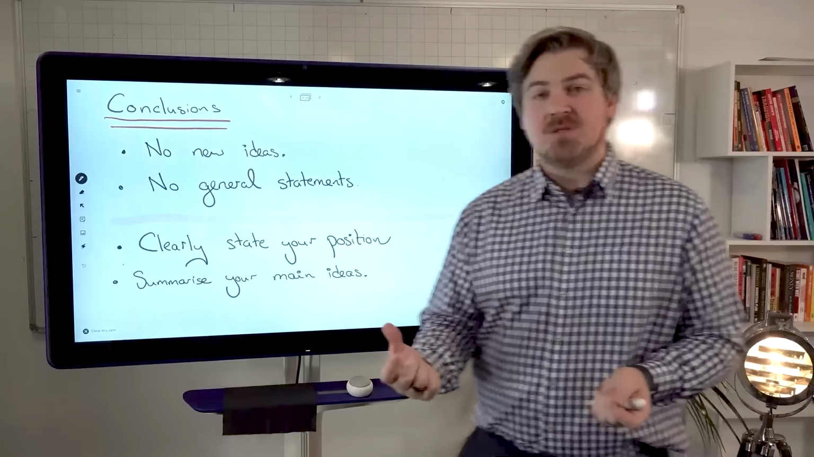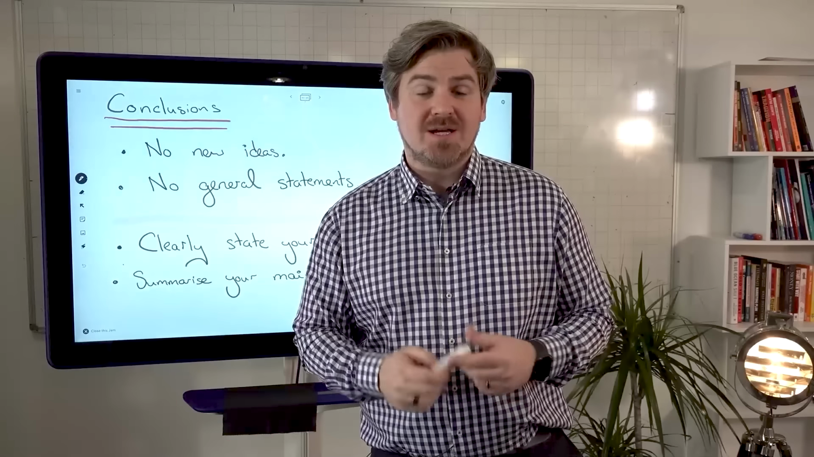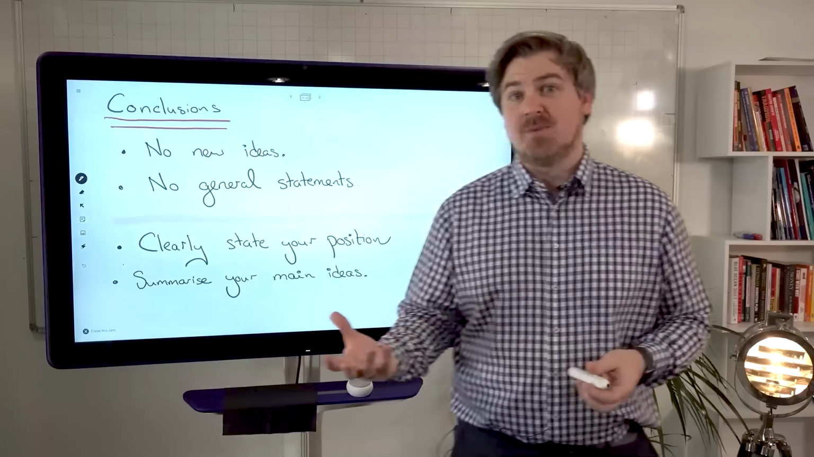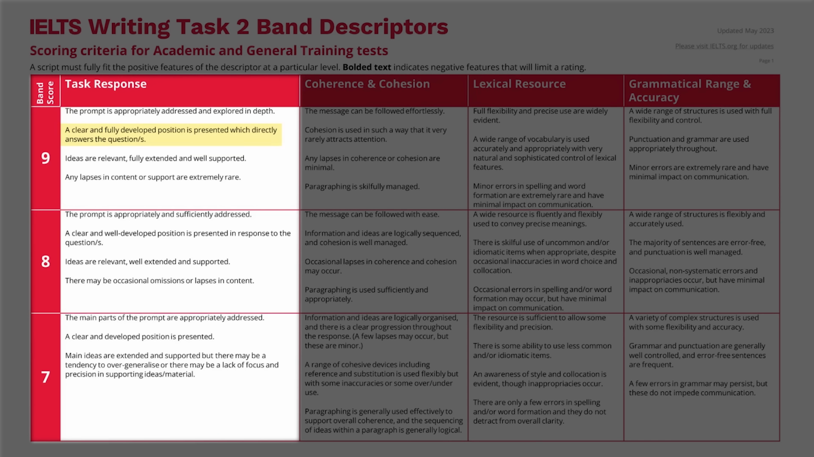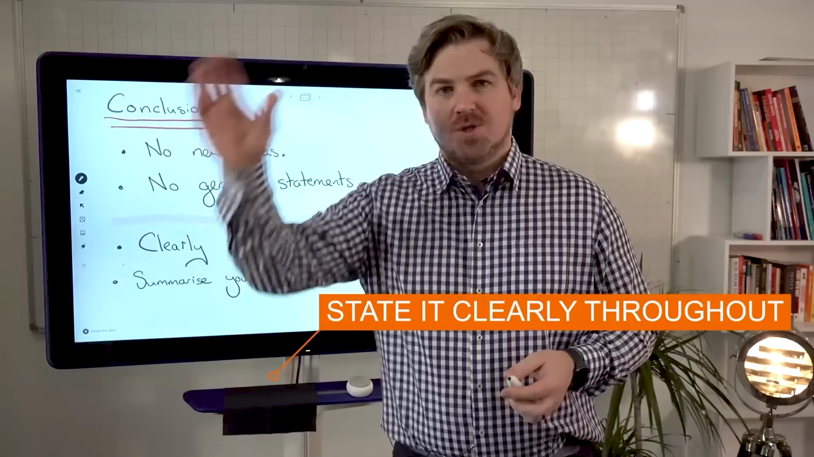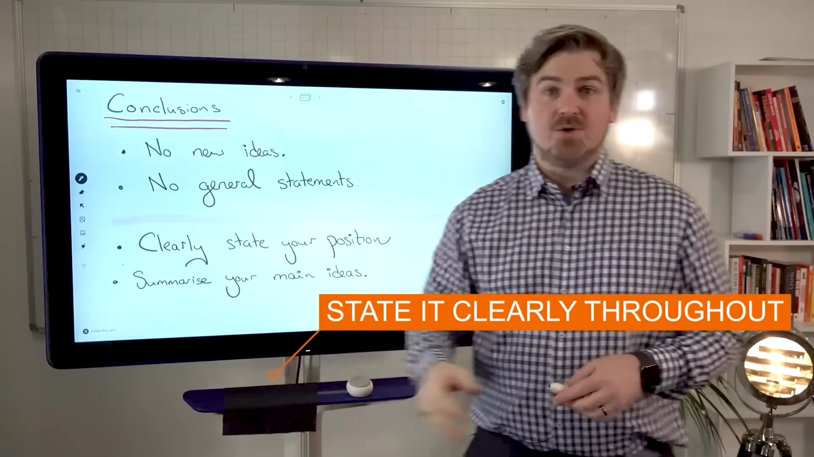clearly state your position. Check out the IELTS Writing Task 2 marking criteria that the examiners have beside them when they're looking at your essay. Every examiner is looking at the same criteria. State your position clearly throughout your essay. So it should be in your introduction and your conclusion.